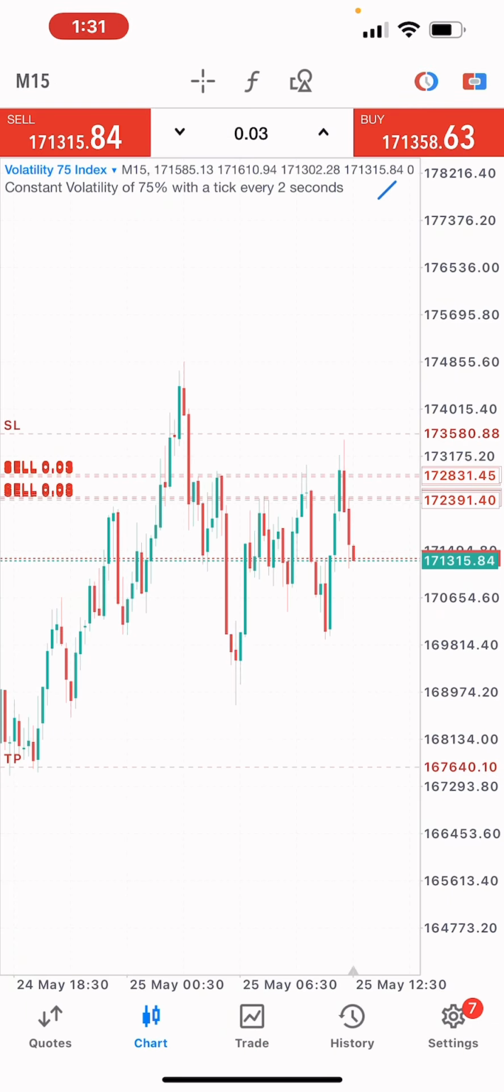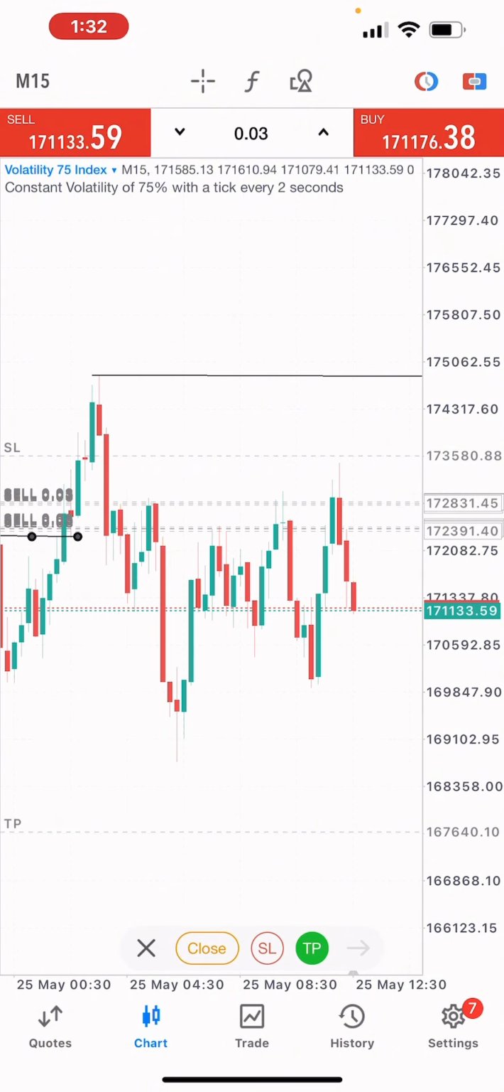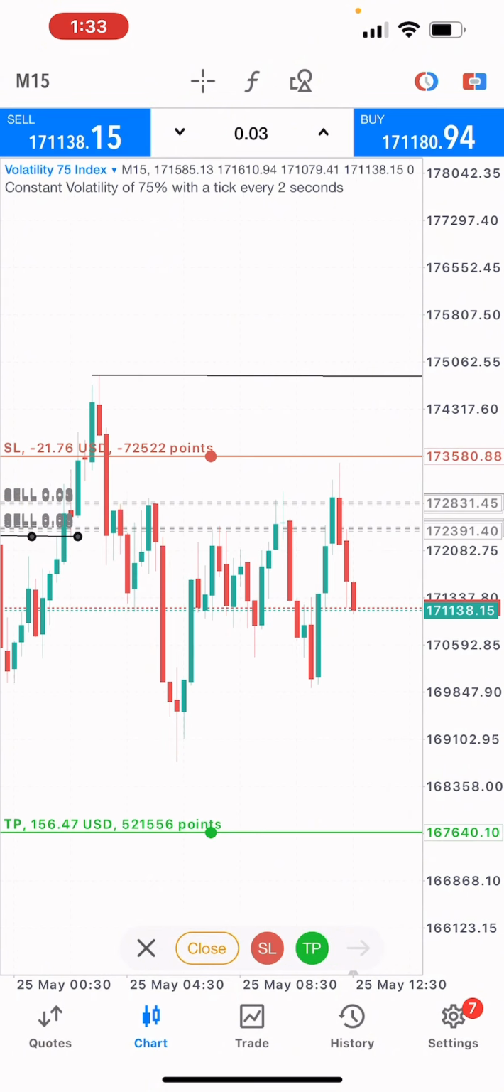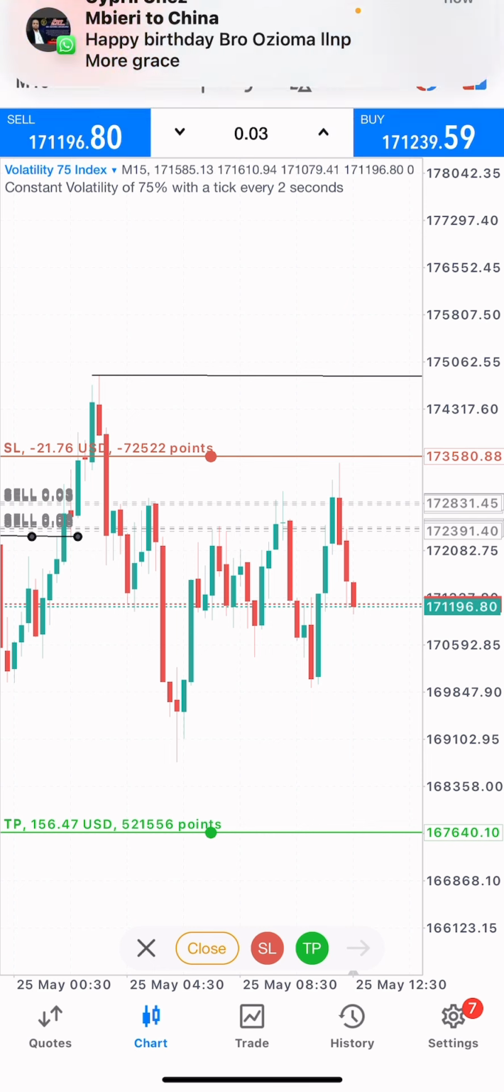So you see the stop loss with a 0.03. Yeah, you are actually risking $21 to make 156 for TP1 and then 360 for TP2. So see, the risk to reward ratio is actually enormous. You're risking $20 to make 150. What's the risk to reward ratio there? You can actually do the maths.